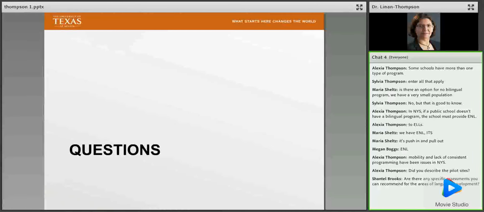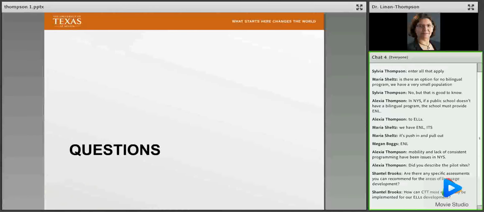In terms of the programs, there were one-way and two-way dual language programs, an early transition program, and an ESL program. So we have been implementing these practices, or thinking about how to implement RTI with ELLs, across a number of different sites and different programs. So it's been quite broad.